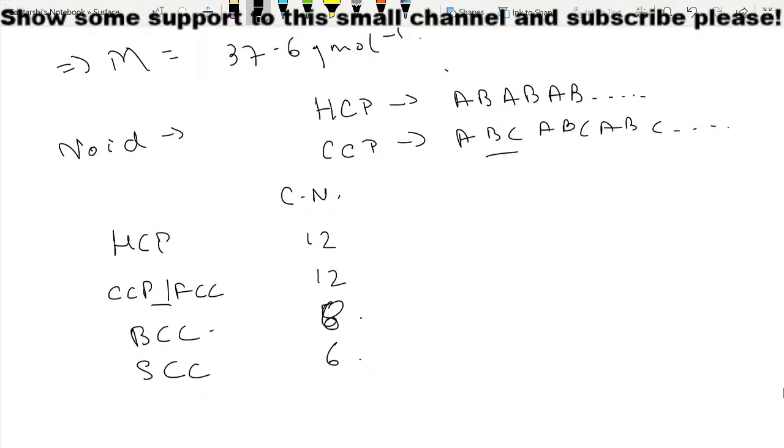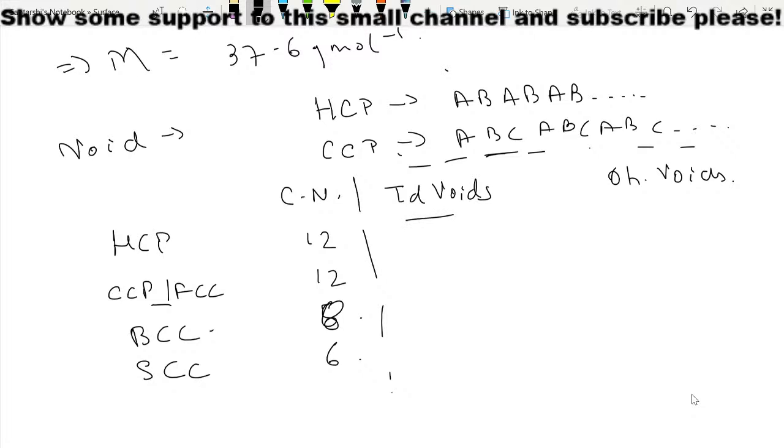Okay, so now let us go into the concept of voids. We will learn about two types of voids, that are tetrahedral voids and, you have guessed it already, octahedral voids, right? A tetrahedral void can be defined as a vacant space which is surrounded by four nearest neighbors. An octahedral void is a vacant space which is surrounded by six nearest neighbors.